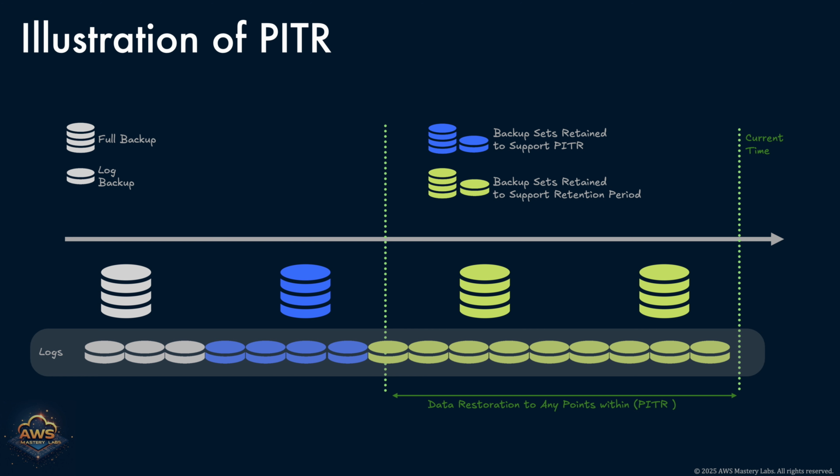At the bottom of the diagram, a continuous series of log backups further illustrates this concept. A green arrow labeled Data Restoration to Any Point Within PITR emphasizes your ability to roll forward to any second in time, offering the granularity and precision critical in disaster recovery scenarios or user error correction.